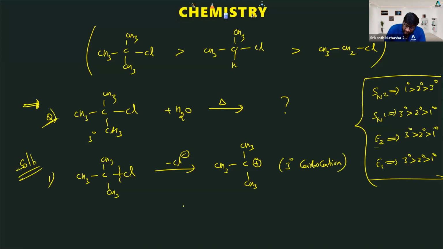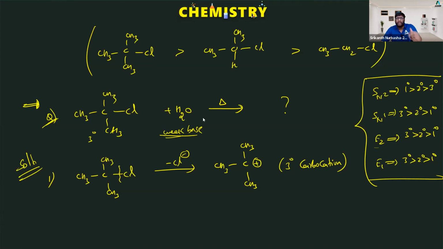This 3 degree carbocation is now the most stable carbocation, or not? The 3 degree carbocation is the most stable carbocation. And you have a 3 degree alkyl halide treated with water. Water is a weak base. If it is a strong base, I can think of E2 elimination. If it is a weak base, that's why I'm going for E1 elimination.